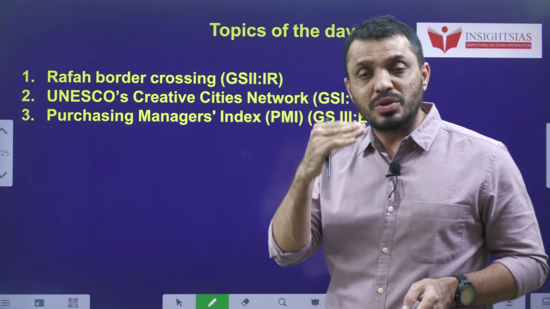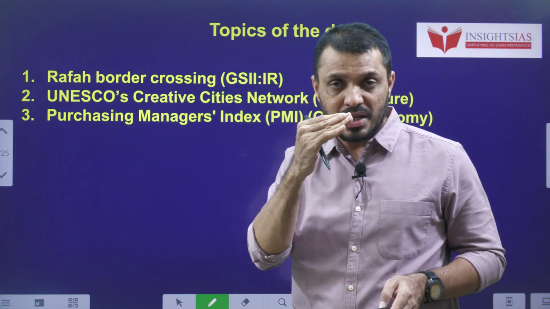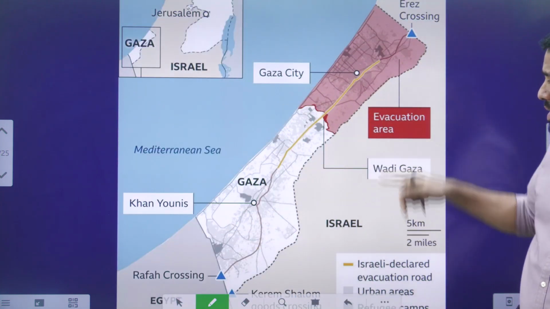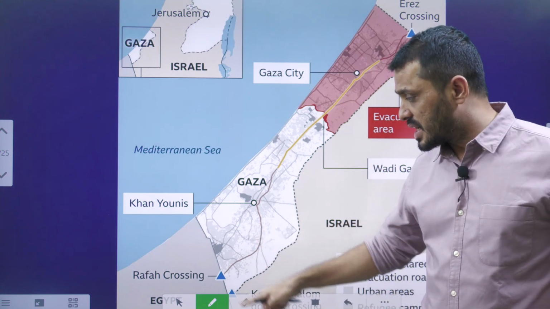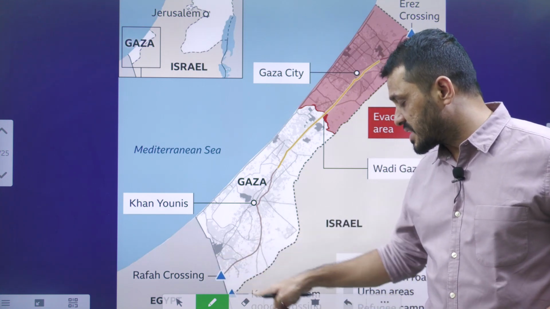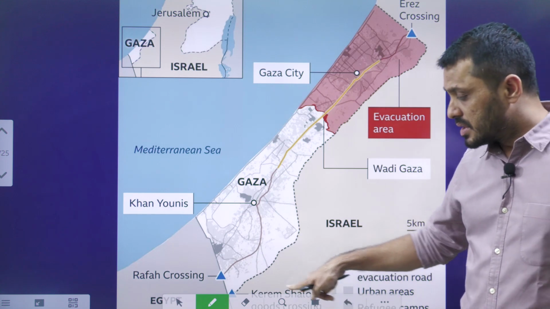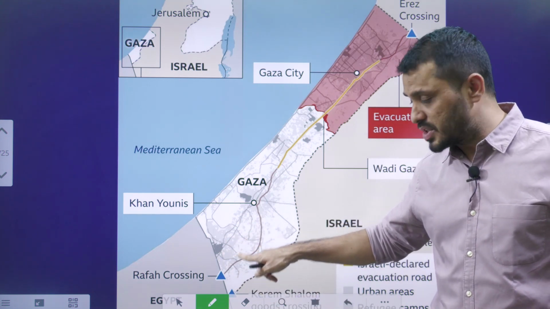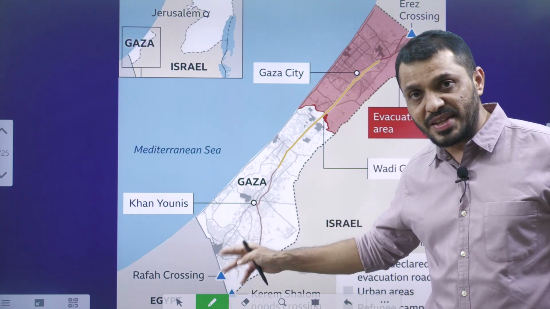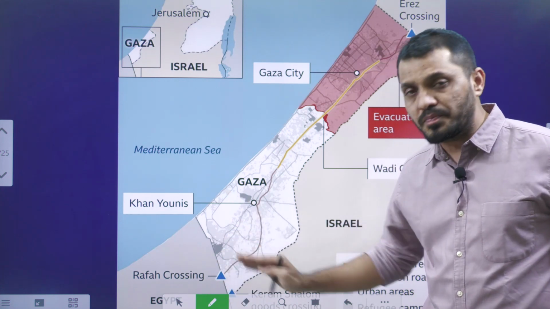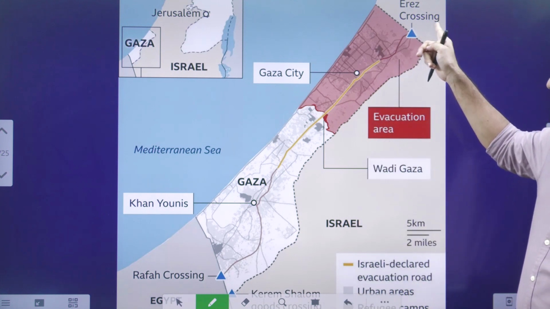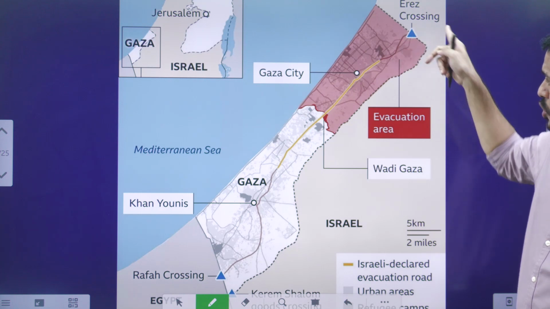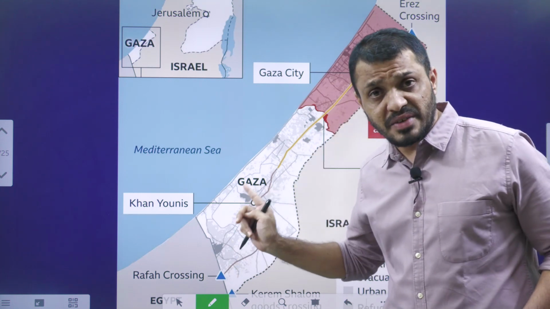Gaza has two different borders towards the Sinai Peninsula, that is towards Egypt, and one border towards Israel. These are the Rafah crossing as well as Kerem Shalom. Kerem Shalom is mainly for goods, and the Rafah crossing, previously and now, allows civilians from the Gaza area to Egypt. And one more is the Erez crossing, which allows people from Gaza towards Israel. These are the various crossings.